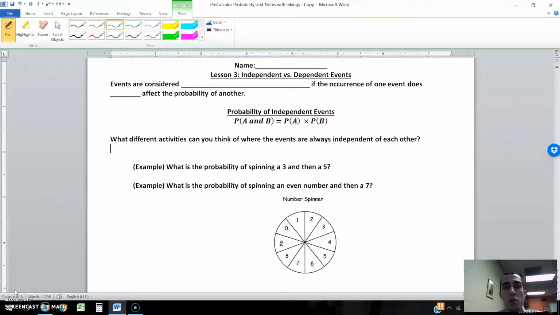In today's lesson, we're going to be talking about the probability of multiple events, and we're going to compare the difference between how you find the probability of independent events and how you find the probability of events where one of them depends upon the previous situation. So let's get started. Events are considered to be independent if the occurrence of one event does not affect the probability of another.